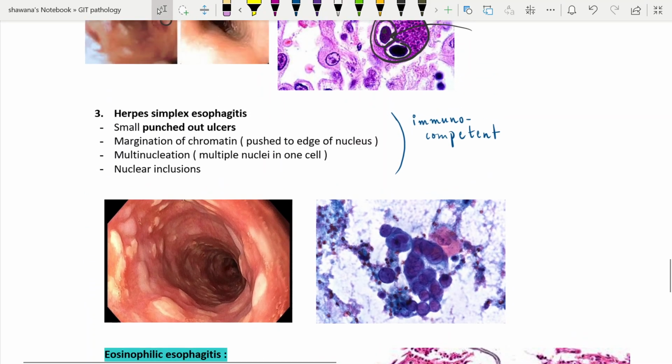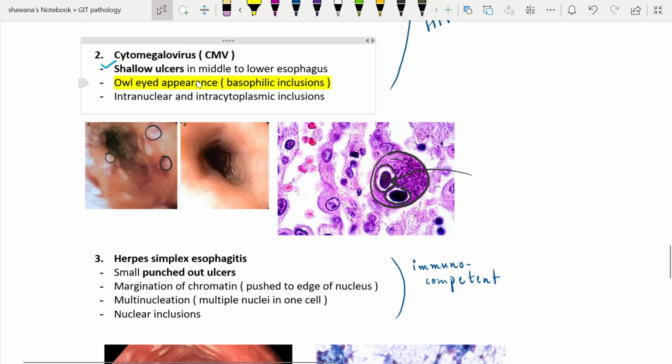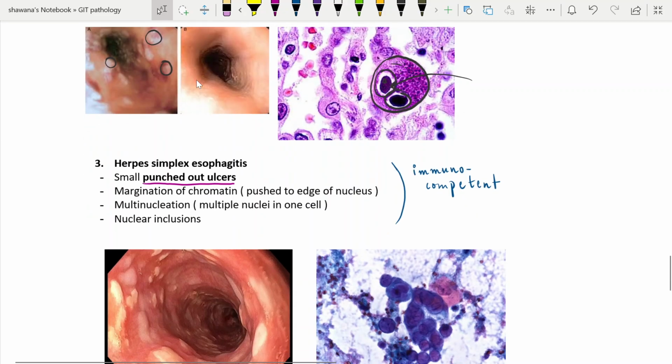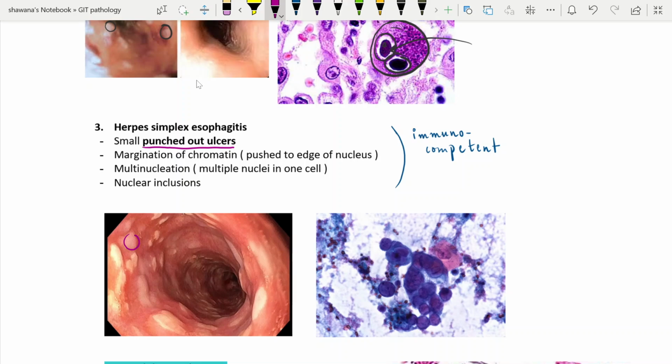Last but not least is herpes simplex esophagitis. Herpes is very commonly responsible for esophagitis, and the difference between CMV and herpes is that CMV causes shallow ulcers, but herpes causes punched out ulcers. It means the ulcers look punched out of the surface. You can see here in the diagram that these are punched out ulcers.